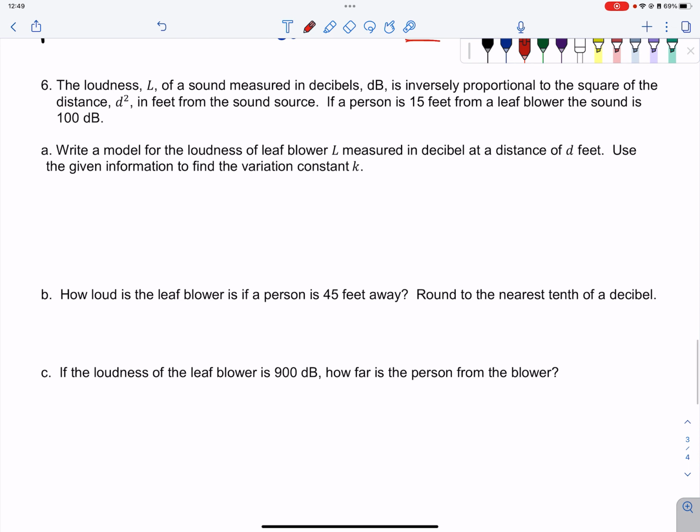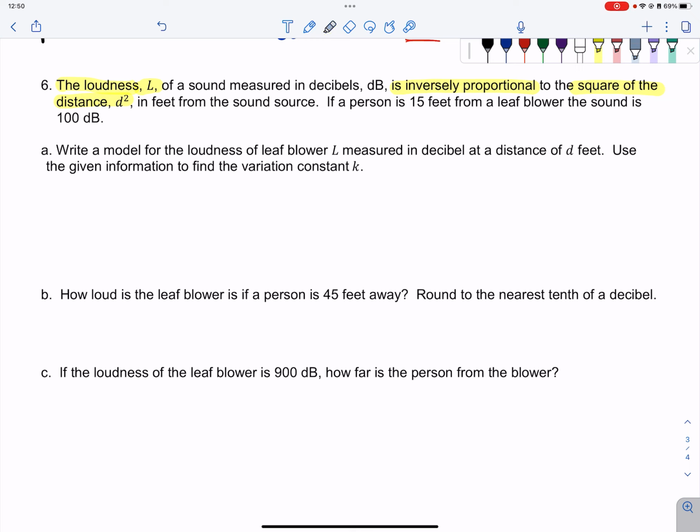We also have that our examples can vary inversely to some power of x, similar to the direct one. We're not going to go through the definition because it's very similar, but instead we're going straight into the example of an nth power inverse variation. Here, the loudness L of a sound measured in decibels is inversely proportional to the square of the distance, d squared, in feet from the sound source.